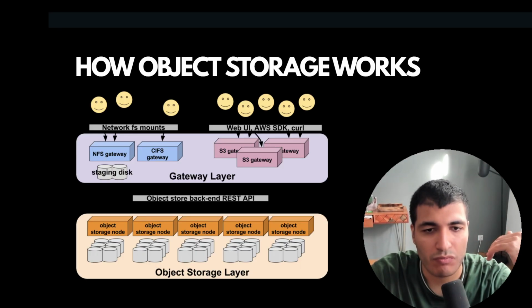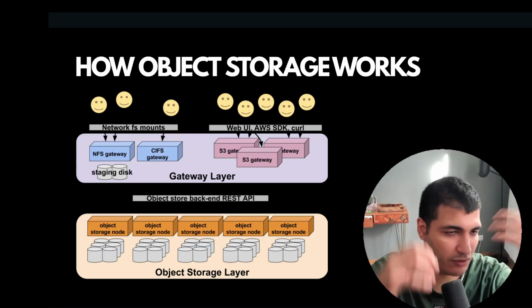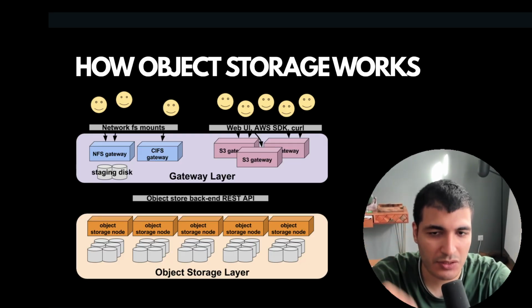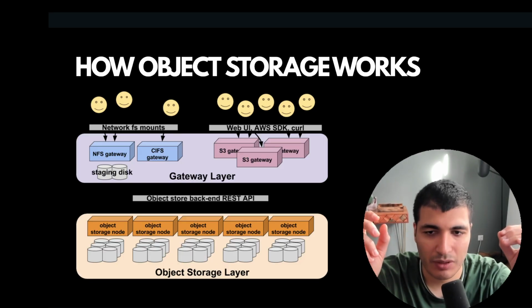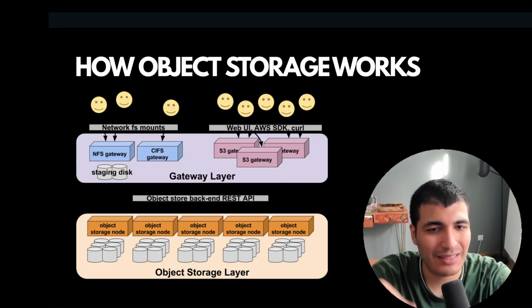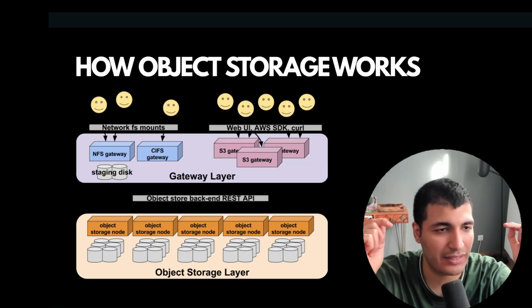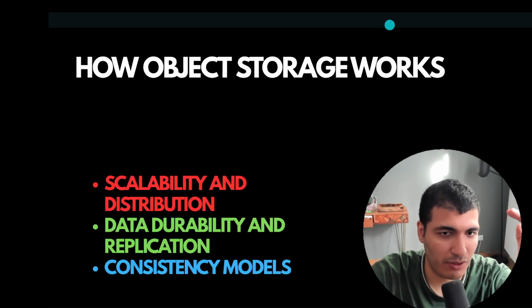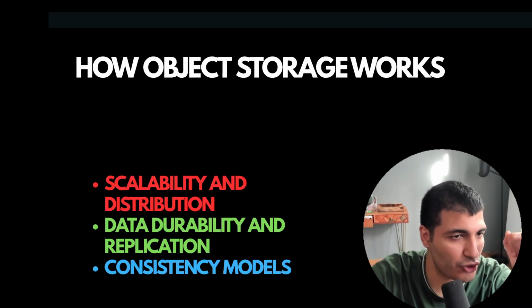So to reiterate, every object in the system is a self-contained unit: the data itself, all that useful metadata, and that unique identifier that acts as an address. Okay, we need to talk about some other things. For example, scalability and distribution.